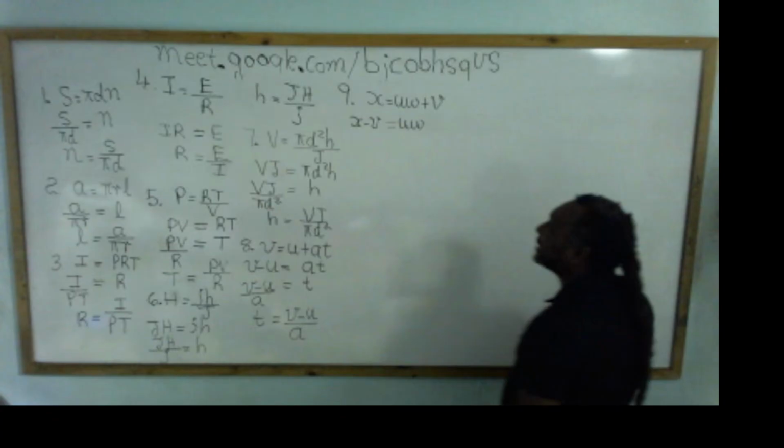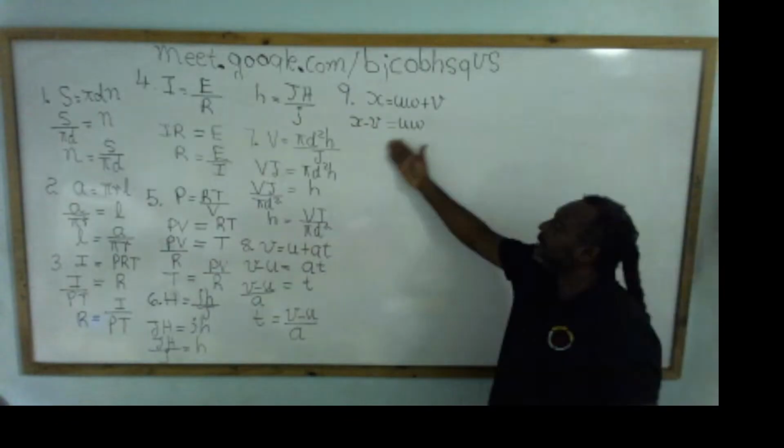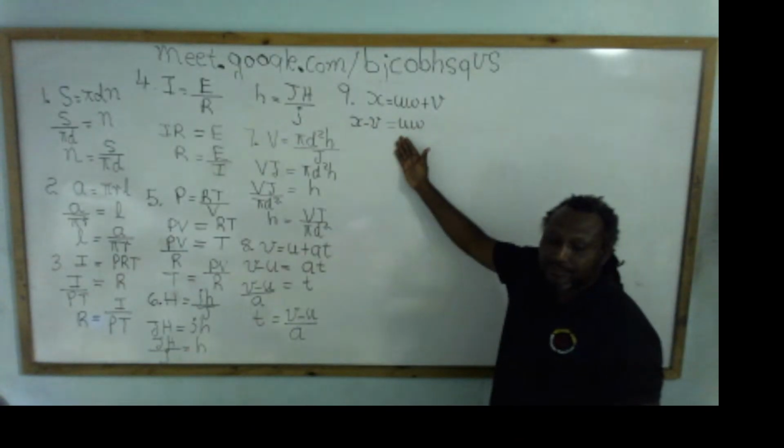Attempting to make w the subject of the formula, and of course we can plainly see that the w is accompanied by u by multiplication.